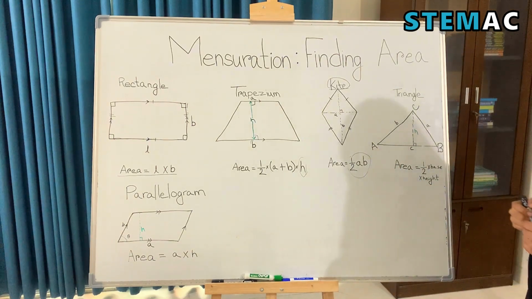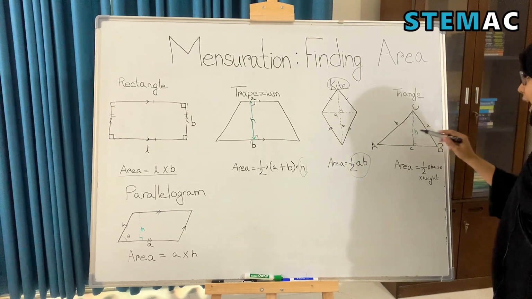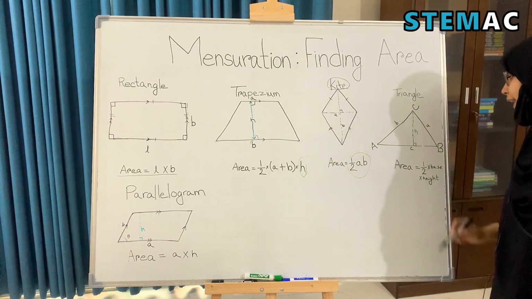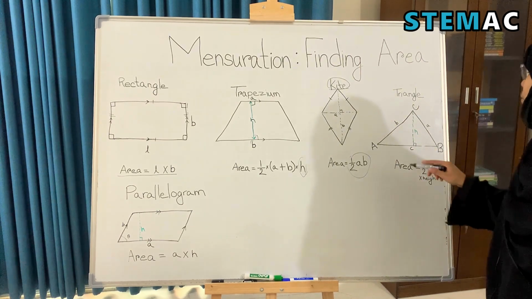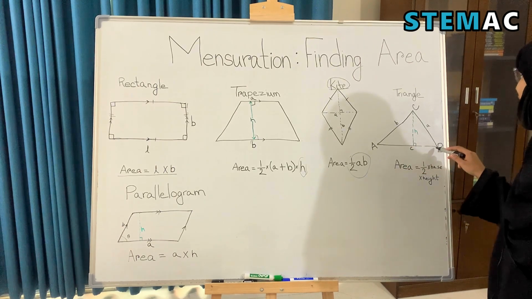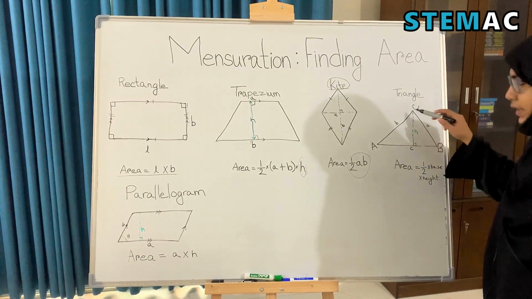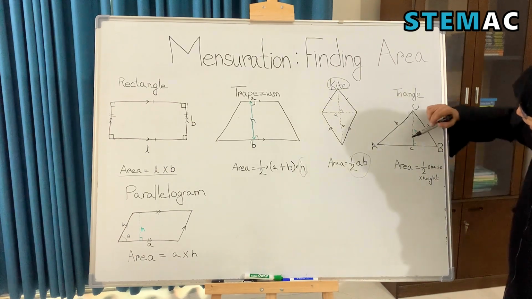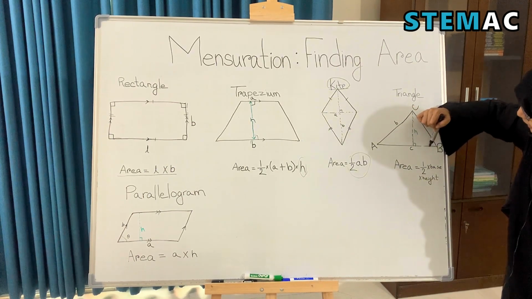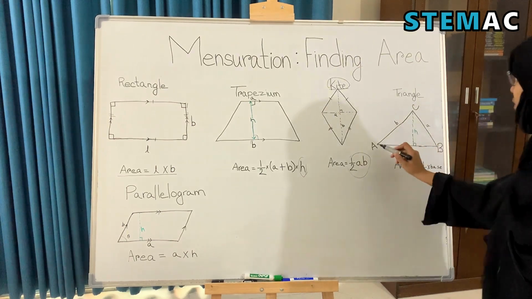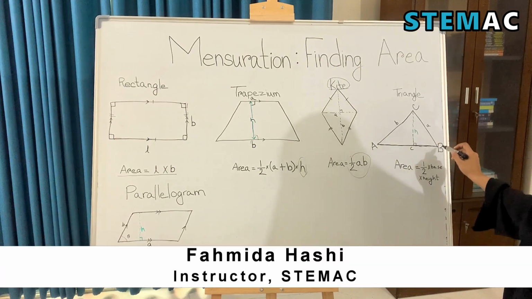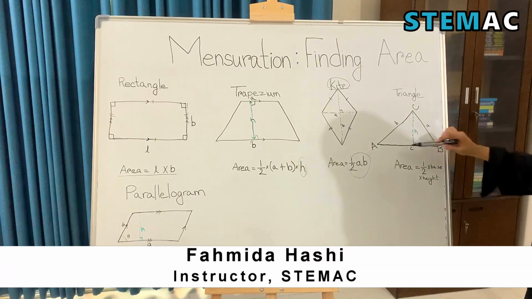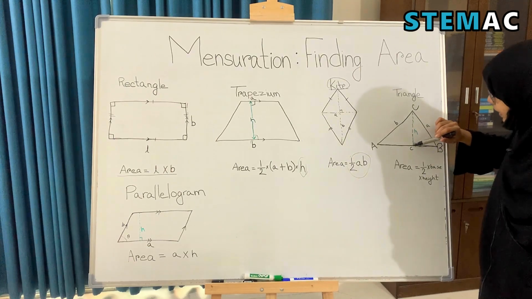Now, let us move on to triangle. A triangle is a polygon with three sides, and to find the area of a triangle, we need to know one base and height. So, if we take this length as the base C, that means the distance from A to B, if we take this as the base, then the height would be this thing.